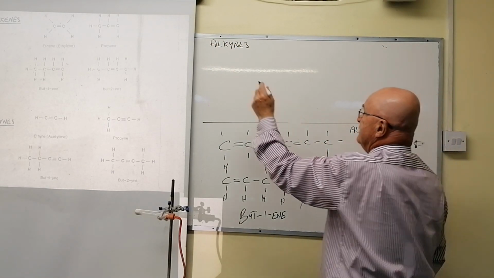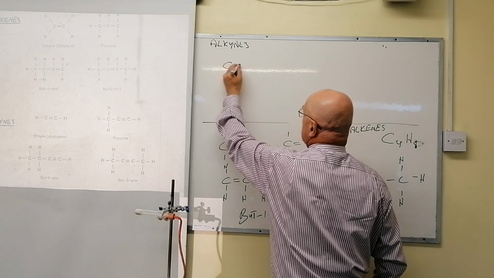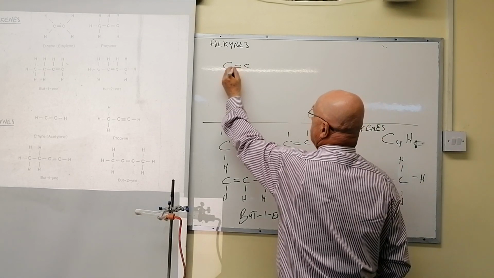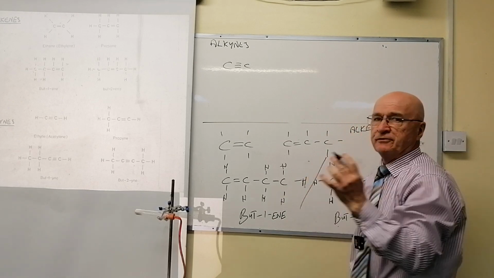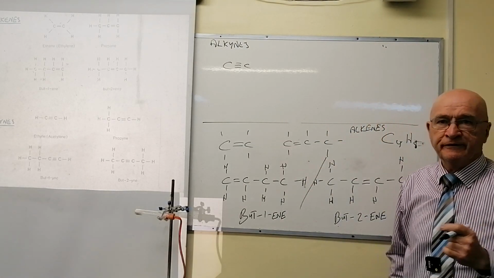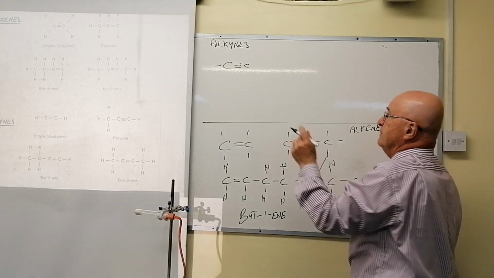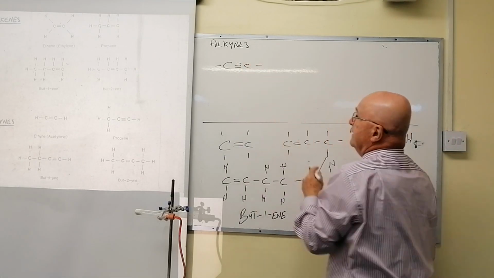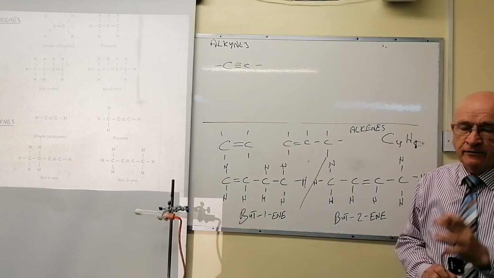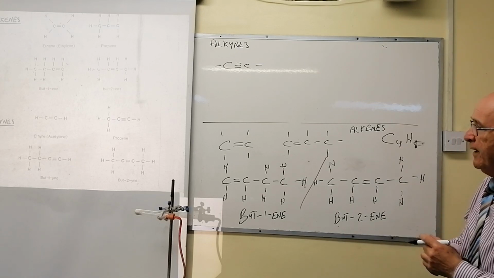And the first member is ethyne. There you go, 2 carbons. Put the triple bond in there, and remember the golden rule: every carbon must have 4 bonds, so there's 1 there. Every carbon must have 4 bonds, so there's 1 there, and that's ethyne. Okay, good. The next one is propyne.